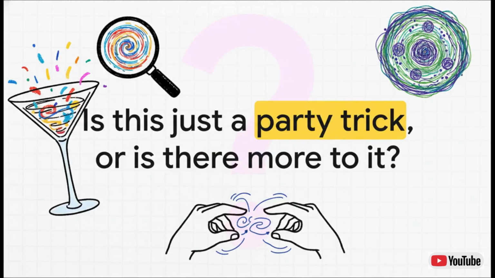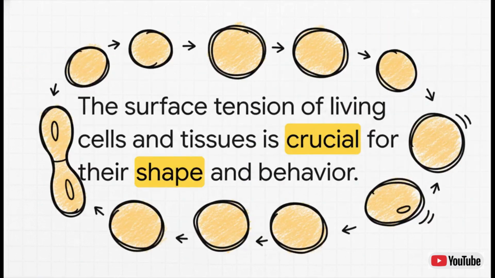But here's where our story takes a really fascinating turn. I mean, it's easy to write this off as a cool little party trick, a fun bit of physics. But what if this exact same principle was fundamental to the mechanics of life itself? Well, it turns out that researchers are finding that living tissues also have surface tension. It's one of the key forces that helps them hold their shape, move around, and even react to what's happening around them.